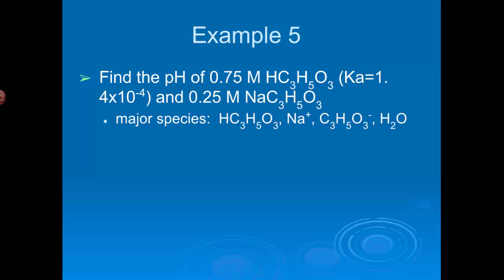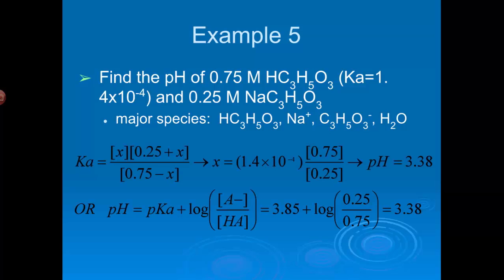Now we can do this traditionally, right? Our major species are lactic acid, sodium ion, which is a spectator ion, not important, the lactate ion, and water, which is also not important. We can solve for Ka. Ka is equal to the concentrations. We set up an ICE table as usual. Okay. We make the approximation, we solve for X, we get a pH of 3.38.